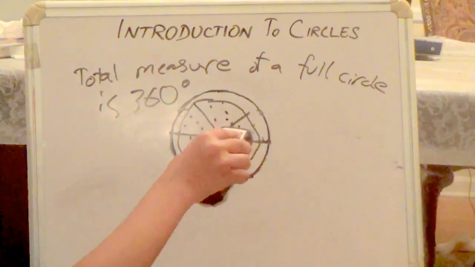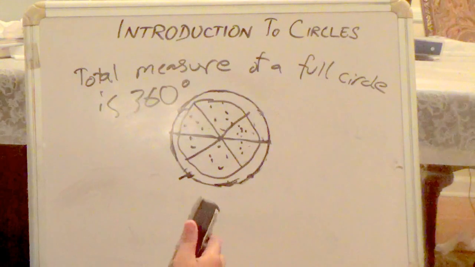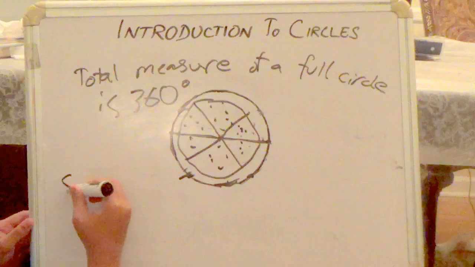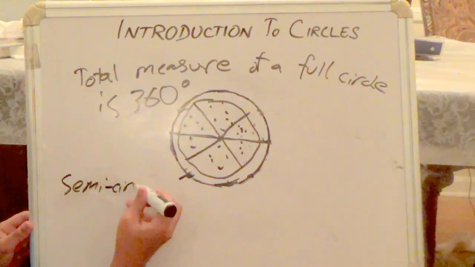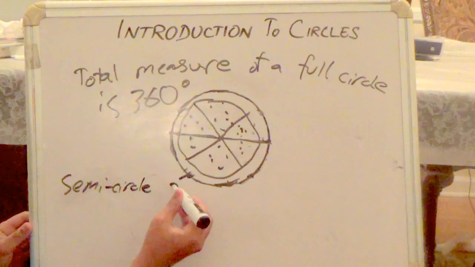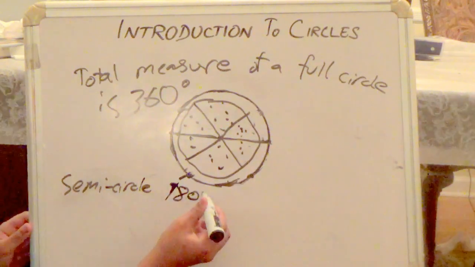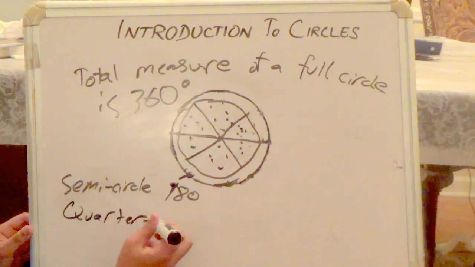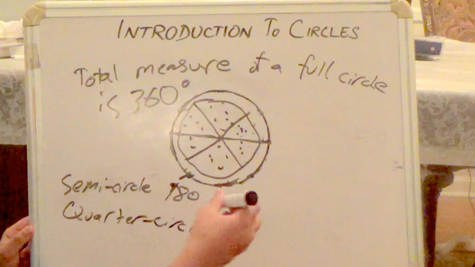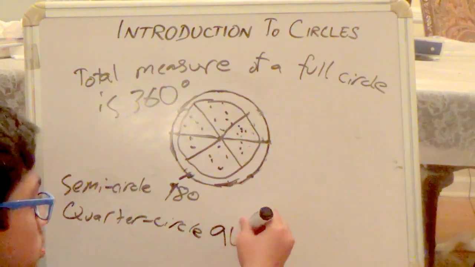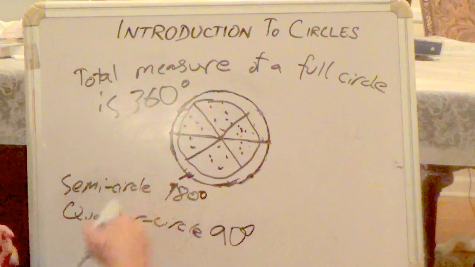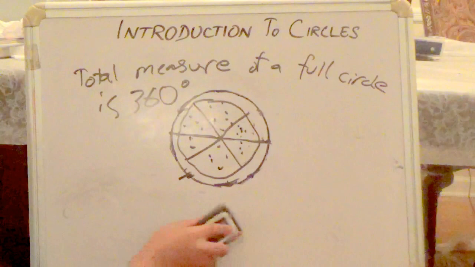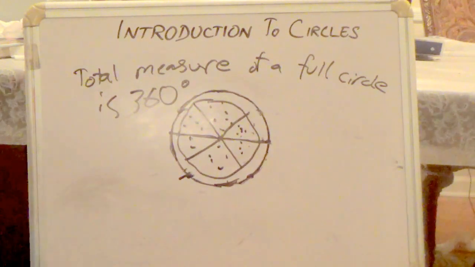You just have to remember that the total measure of a full circle is 360 degrees, okay? A semicircle, semi means half. A semicircle is 180 degrees because it's 1/2 a full circle, and a quarter circle is 90 degrees. Have that ready, right? Okay, so now I talked briefly about sectors and arcs.